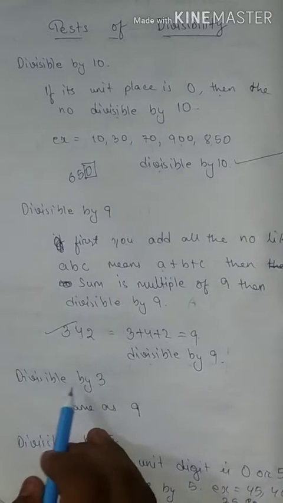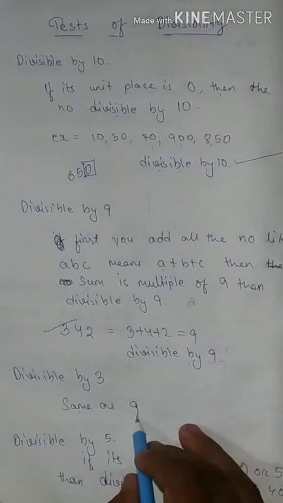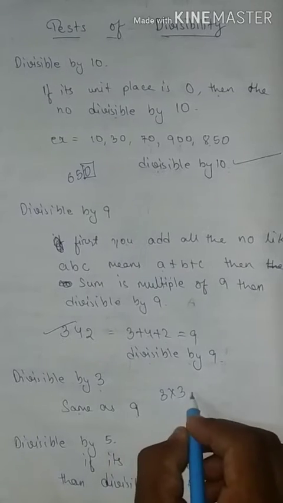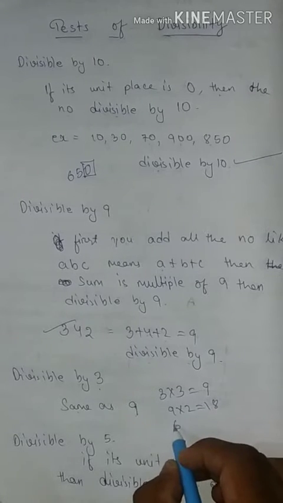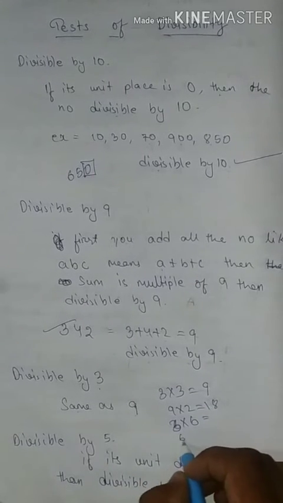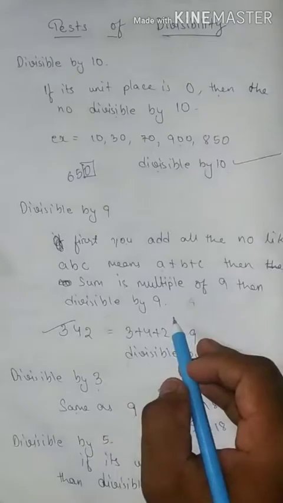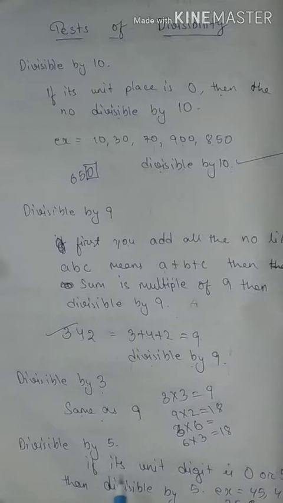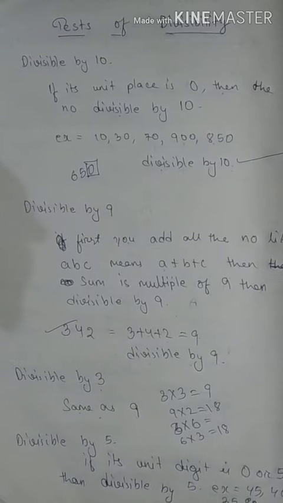Now divisible by 3, same as 9. All the multiples of 9 are always divisible by 3. See here, 3 into 3 is 9, 9 into 2 is 18, then 3 into 6 or 6 into 3 is 18. You add the digits like this. Now divisible by 5: if its unit digit is 0 or 5, then it is divisible by 5. See examples: 45, 40, 35, 80.